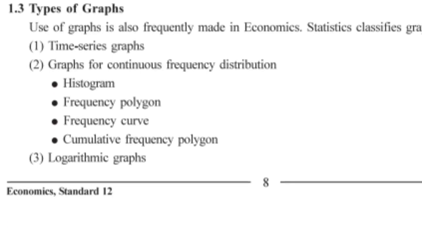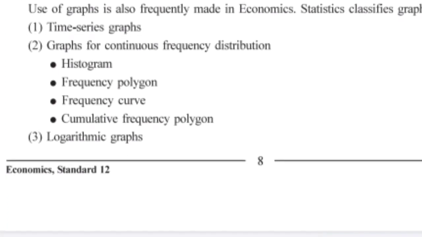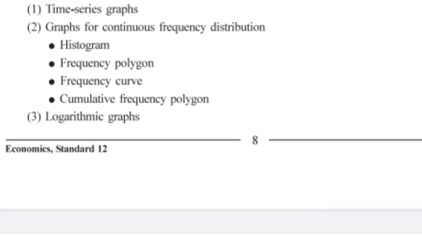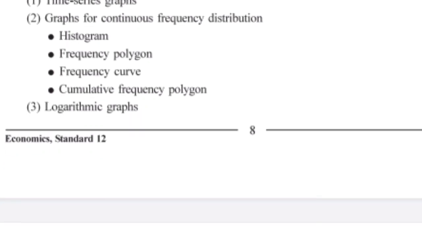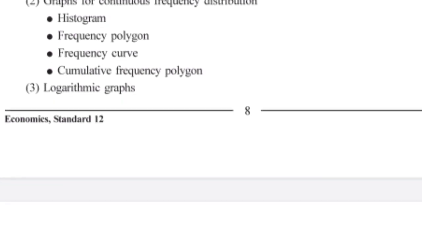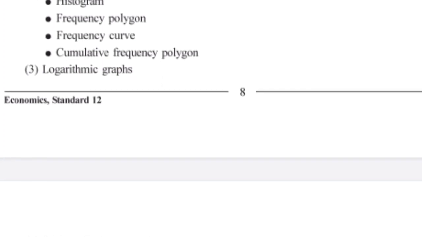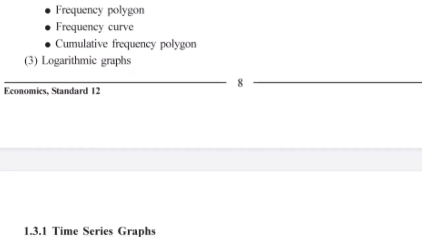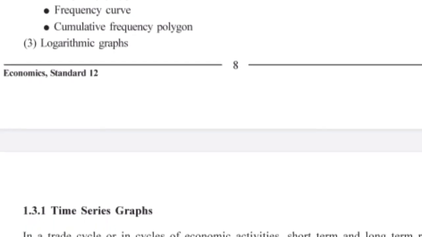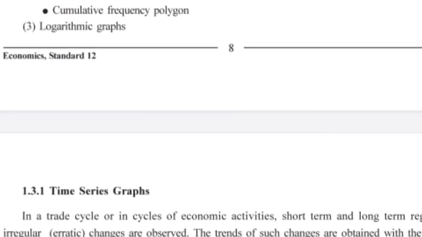First part of this video is types of graphs. First, time series graphs, which depend on time series. Graphs for continuous frequency distribution is the second part, and in that we have histogram, second frequency polygon, third frequency curve, and fourth cumulative frequency polygon. The third type of graph is logarithmic graphs.